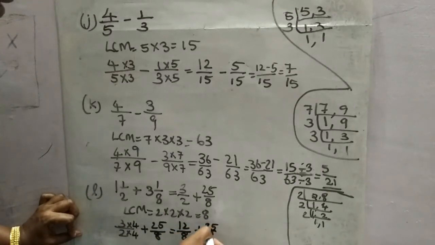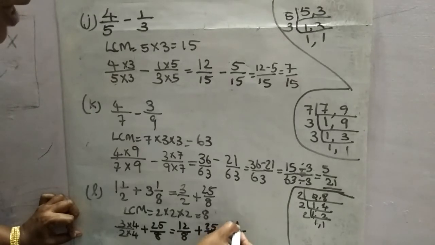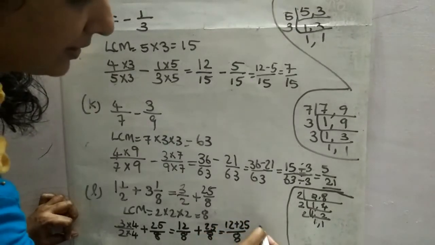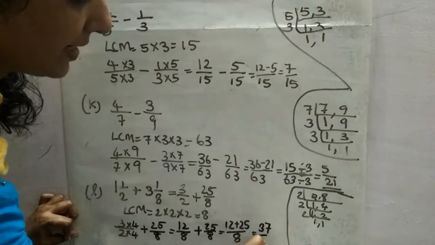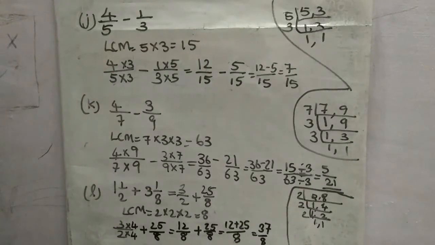Then what did you get? Now the denominators are same. Write the same denominator. Add the numerators. 12 plus 25. What will you get? 37 by 8. And 37 by 8 is an improper fraction. Then convert this improper fraction into a mixed fraction.